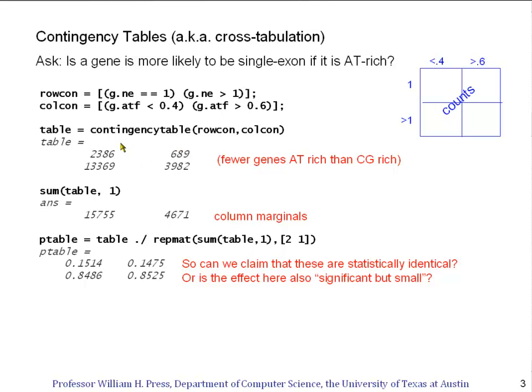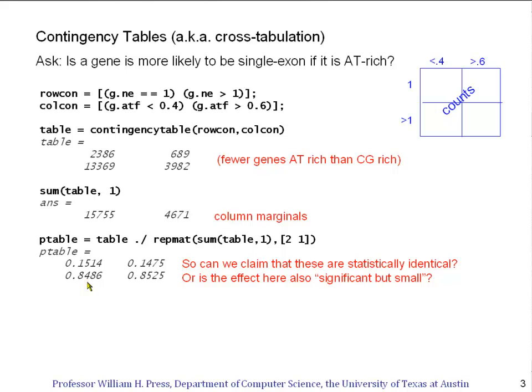It's often useful to consider the marginals, the sums of a contingency table. So in this case, I'm going to sum along the first dimension, that is along the row dimension, and then for each column I get a total, the column marginal. You can see that this is the sum of these two, this is the sum of these two. And now if I divide each entry by its column marginal, I get a set of probabilities where the probabilities in each column will add up to 1.